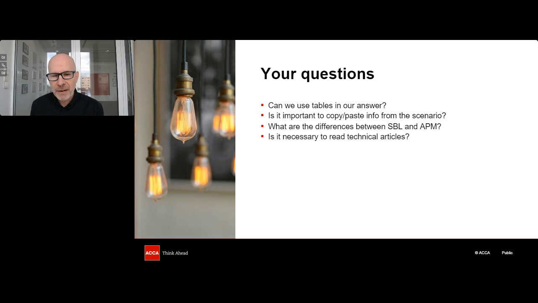Is it necessary to read all of the technical articles? Guys, the technical articles are a great resource. They've been around for a while, and now it's a master compilation. If you don't know a topic, you could go to a technical article, but it would be faster to go to the study hub now. So you don't need to read all of the technical articles.